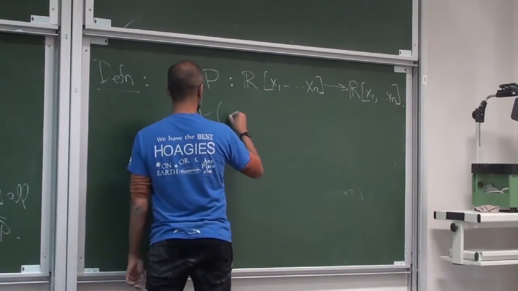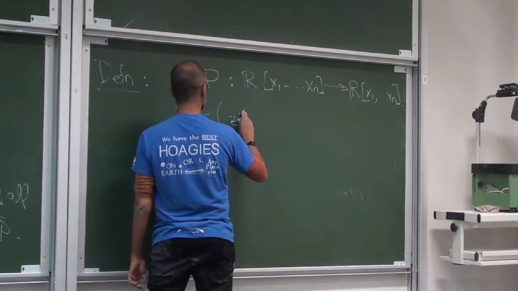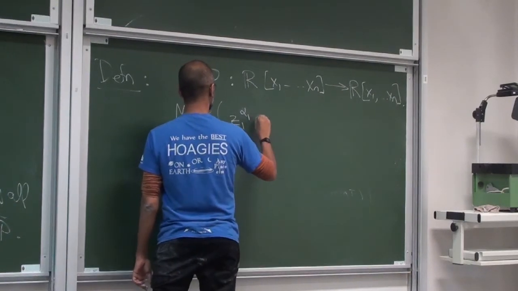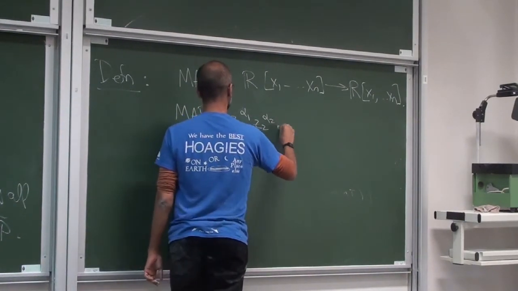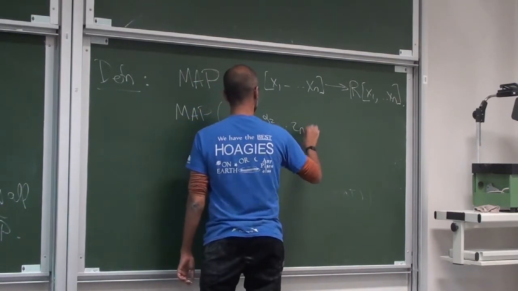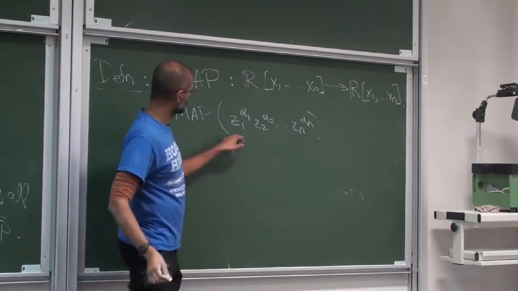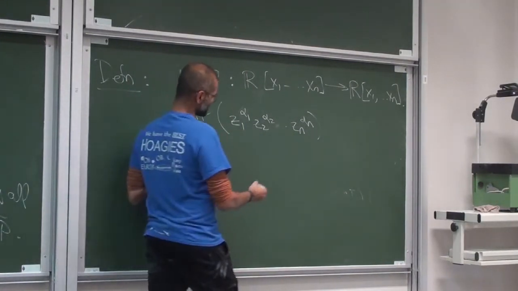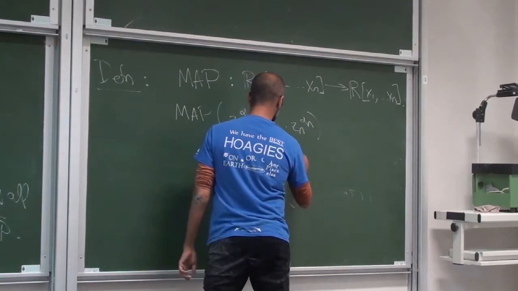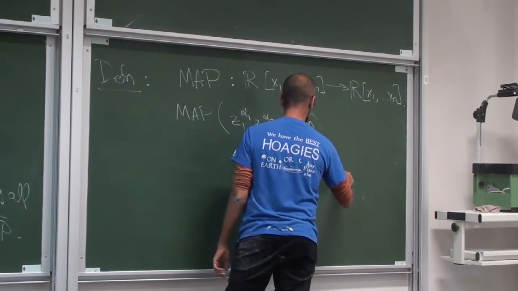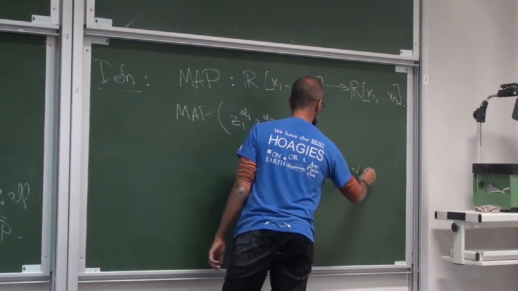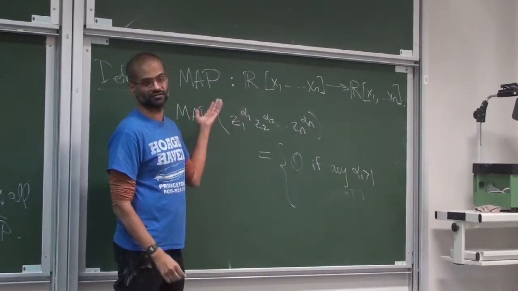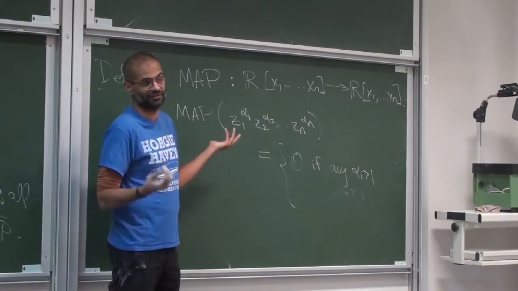the map of a monomial. So you have z1 to the alpha 1, z2 to the alpha 2, zn to the alpha n. So that's what a monomial in this vector space looks like. What map does is actually very simple. It's 0 if any of these exponents is bigger than 1. And otherwise it just leaves this term. It just kills all the non-affine terms.